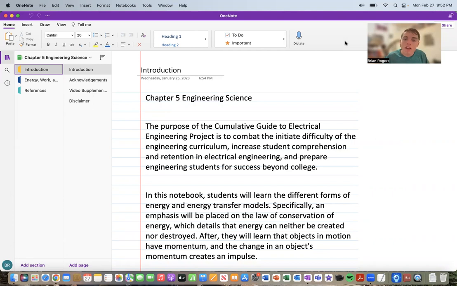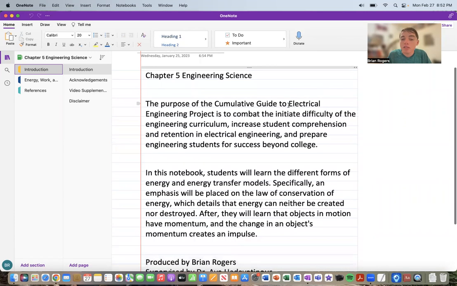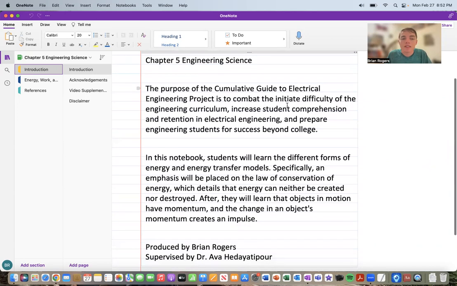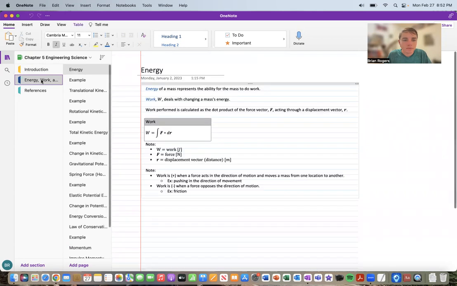an impulse. So through this cumulative guide in electrical engineering project, we're going to be trying to just combat a lot of the difficulty faced within the engineering curriculum. And so let's get started.